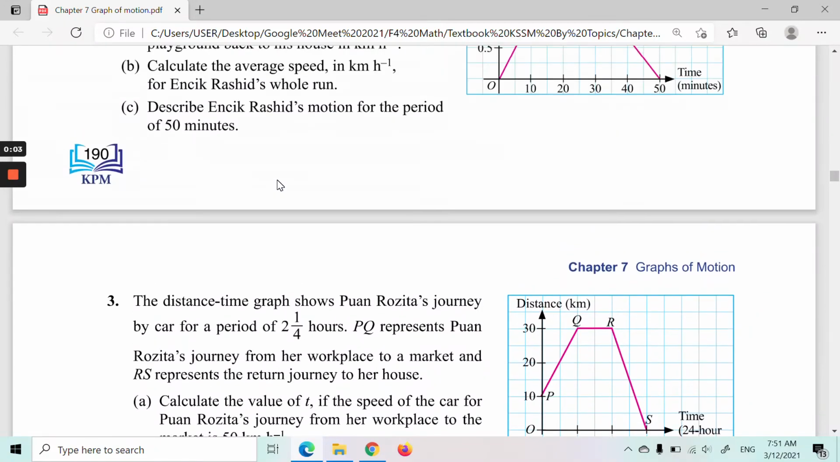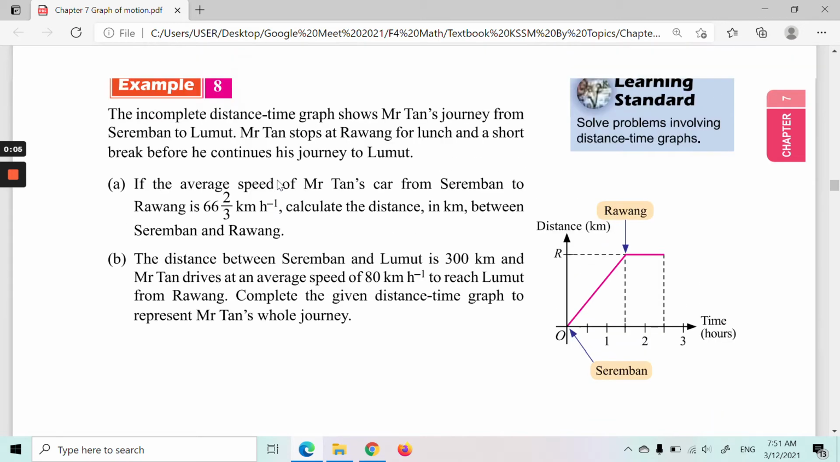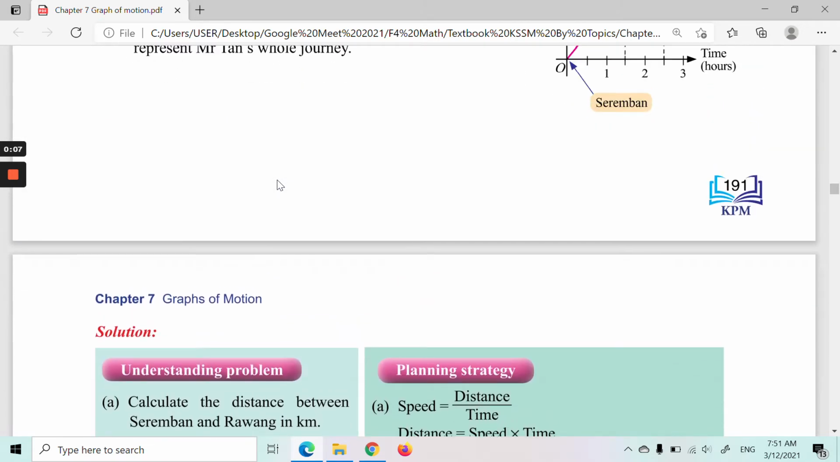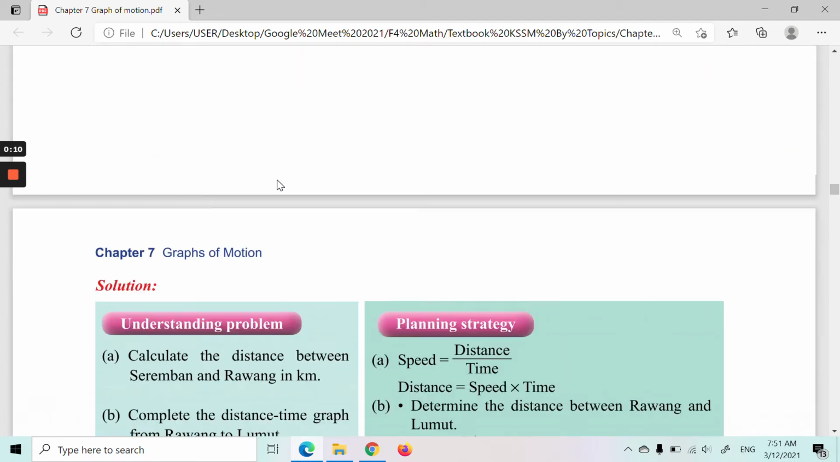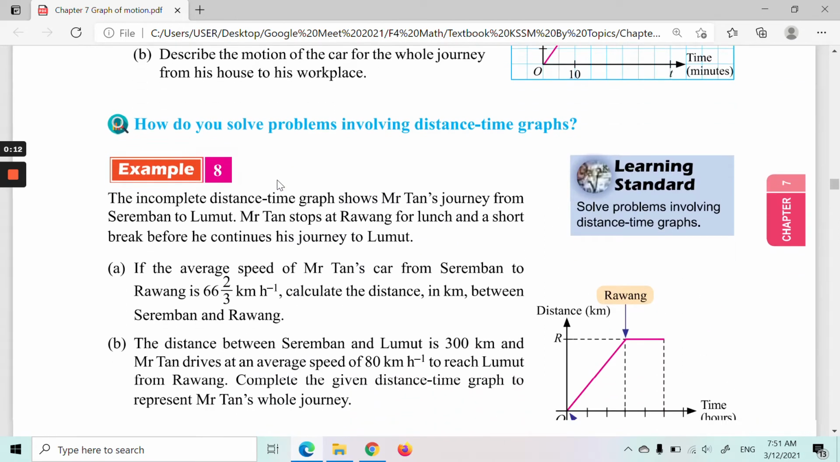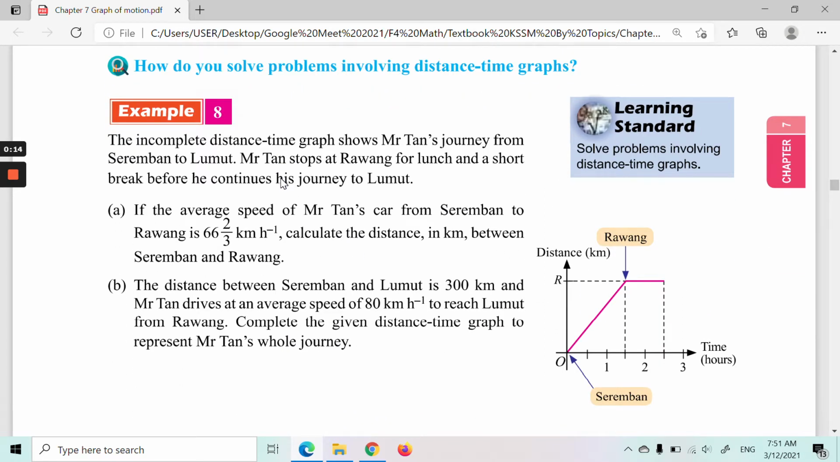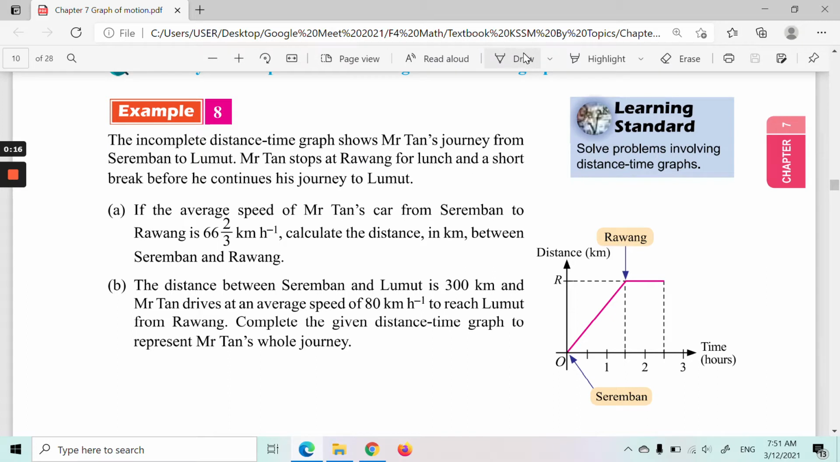Look at your textbook, page 191. In this part, you will learn how to solve the given problem involving distance time graph. So look at example number 8.